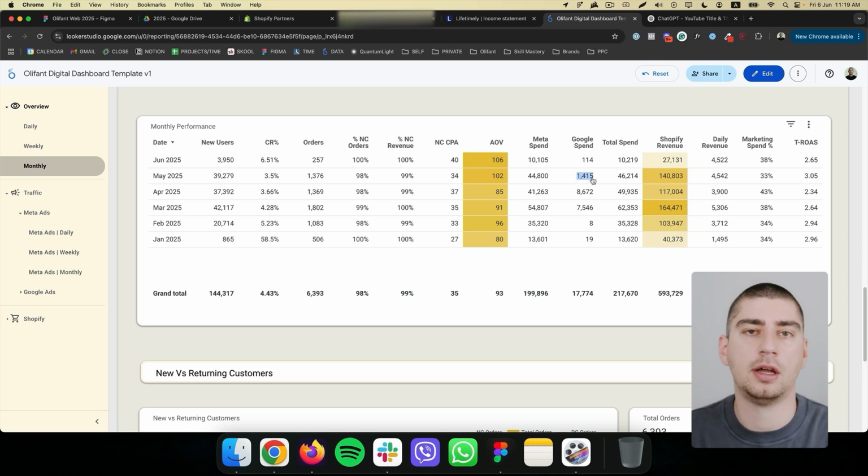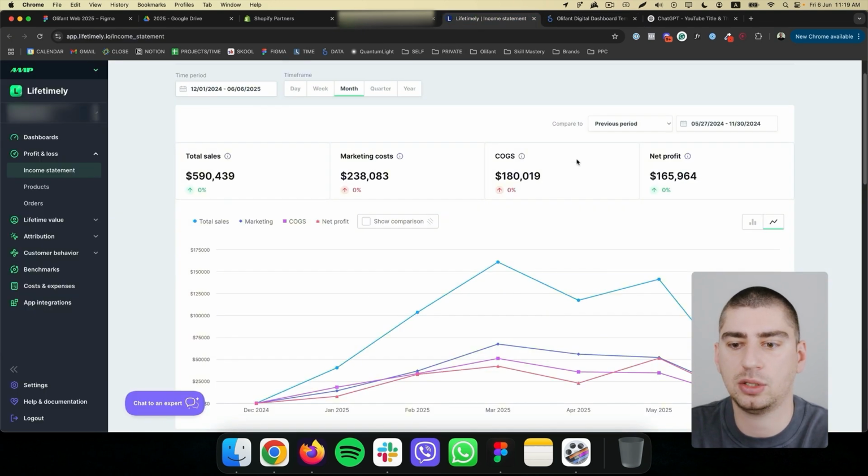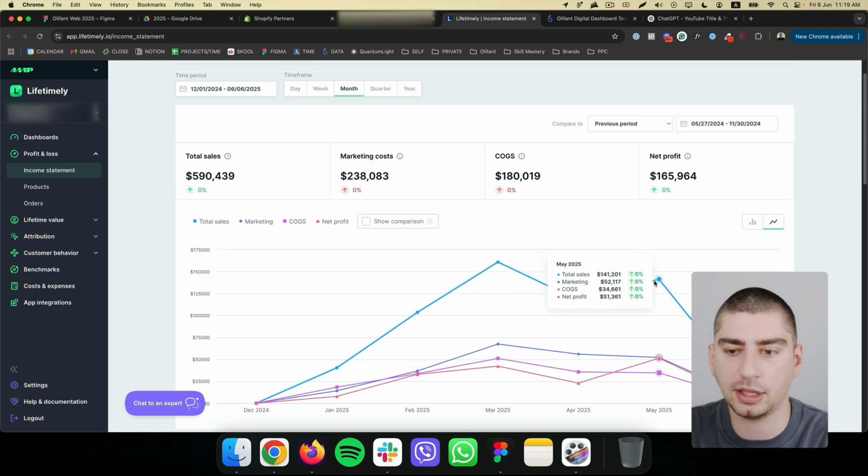So what we decided to do last month, instead of making small tweaks to the campaigns, was to shut down all of our cold traffic and leave only brand shopping and brand search. That's it. We didn't spend on anything else. And what happened is that our new customer CPA improved massively. We spent a little bit more on Meta, but we made significantly more money and more profit. The revenue increased by about 20,000, but as you can see, our profit went from 23,000 to 51,300. So this is a massive increase.